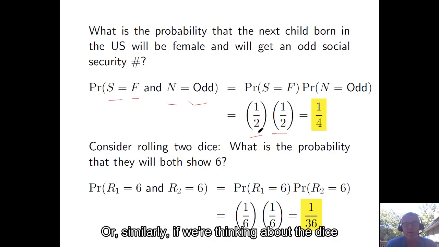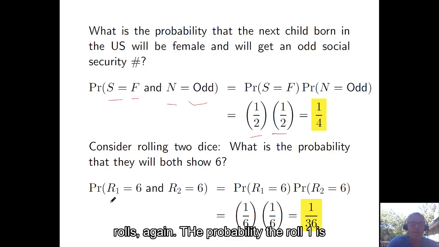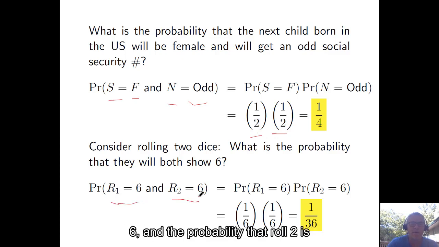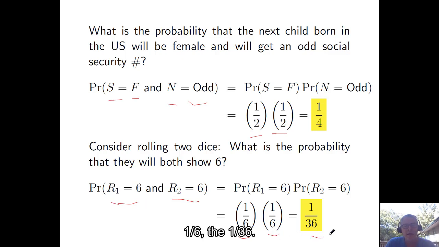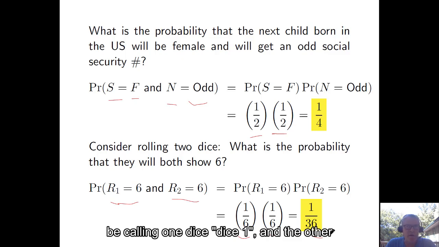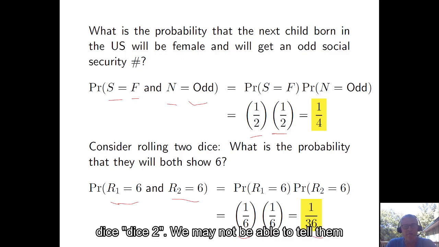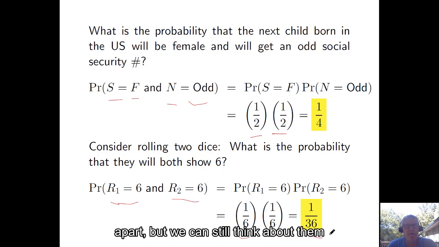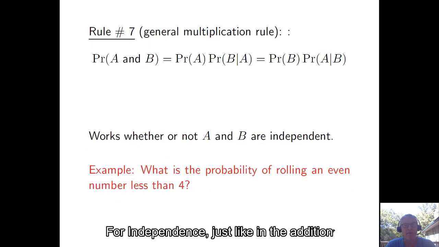Similarly, for the dice rolls, the probability that roll 1 is 6 and the probability that roll 2 is 6 is 1/6 times 1/6, which is 1/36. And notice, we may arbitrarily be calling one die 1 and the other die 2. We may not be able to tell them apart, but we can still think about them in terms of two random events. So that multiplication rule is useful, but only in this context where we have full independence.